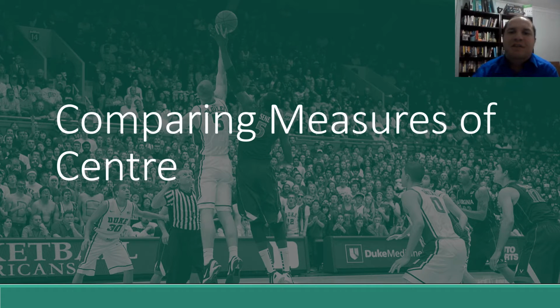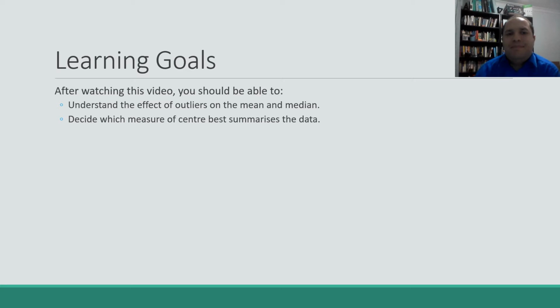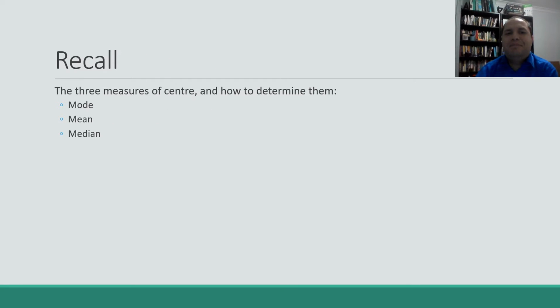Hi students, in this video we're going to look at how we compare the measures of center and decide which value best summarizes a set of data. After watching this video you should be able to understand the effect of outliers on the mean and median and also decide which measure of center best summarizes a set of data.